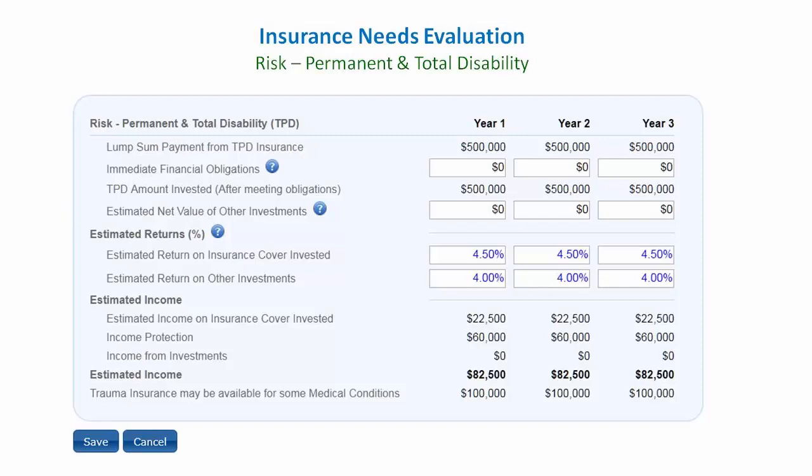In the section Estimated Returns, the program has pre-filled the returns as 4.5% of the balance of the insurance cover invested and 4% of other investments. The program will then calculate the annual income you are likely to receive after taking all this into consideration. Of course, you may also be entitled to a once-off trauma cover depending on the policy. When did you last check your insurance policy so you know exactly what you are covered for?